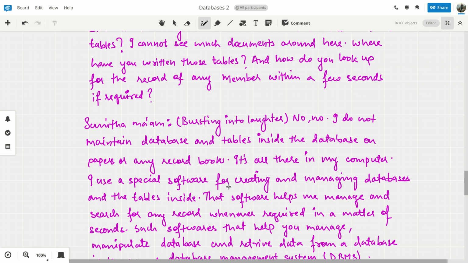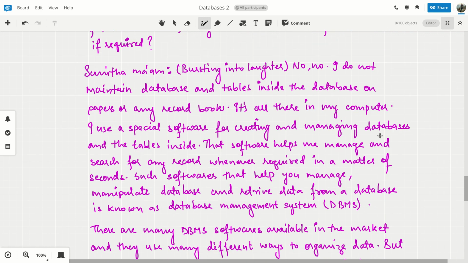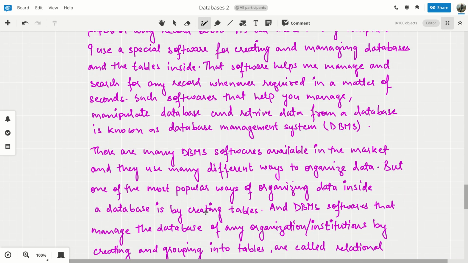So I use a special software, she further went on. I use special software for creating and managing databases and the tables inside. That software helps me manage and search for any record whenever required in a matter of a few seconds. Such software that helps you manage, manipulate a database and retrieve data from a database is known as a database management system. Okay, so she further explained there are many DBMS software. The database management system in short is also known as DBMS.